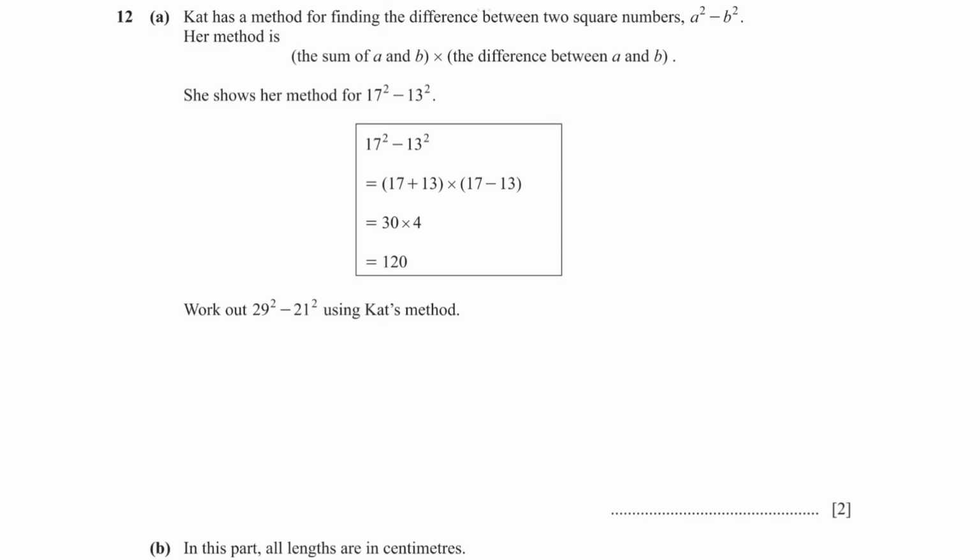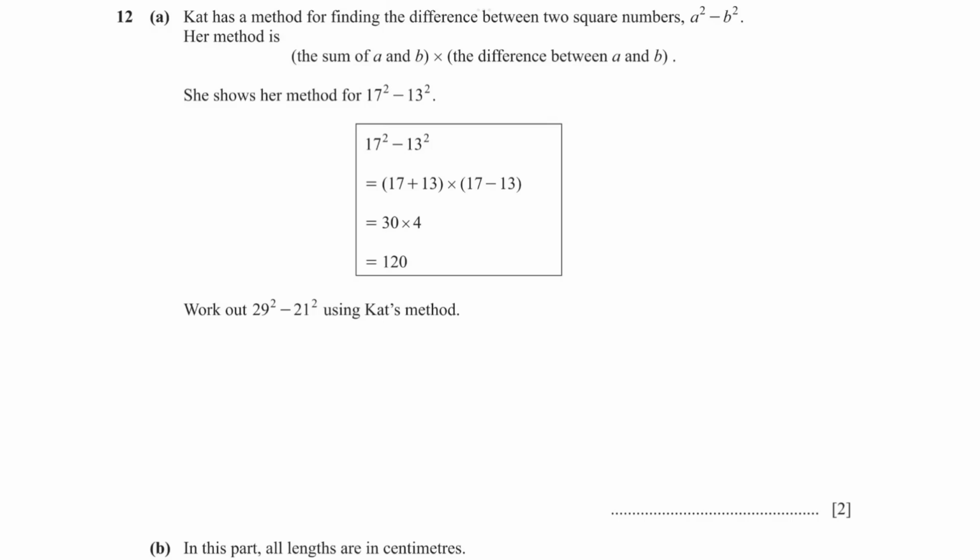Here it is stated that Kate has a method for finding the difference between two square numbers, a squared minus b squared. Her method is the sum of a and b multiplied by the difference between a and b. She shows her method for 17 squared minus 13 squared as 17 plus 13 multiplied by 17 minus 13, 30 multiplied by 4, which is equal to 120. So work out 29 squared minus 21 squared.